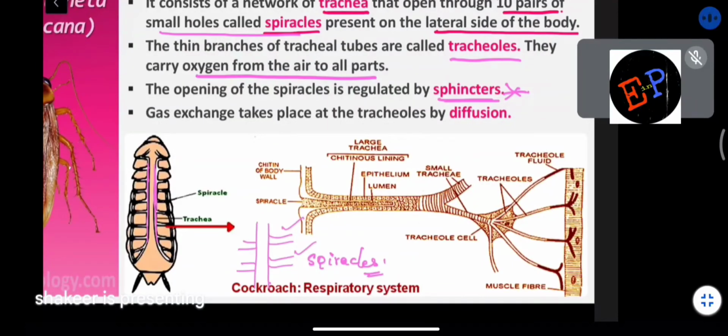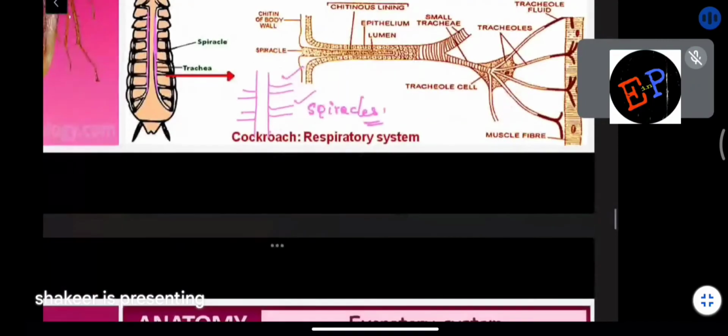The opening and closing of these spiracles. What is meant by spiracles? They are the gaps through which the trachea opens to the lateral side of the body, to the sideways of the body. That is called spiracles. So the closing and opening of spiracles is controlled by another mechanism which is called sphincters. Understood? So gaseous exchange takes place in the tracheoles by diffusion. Everywhere gaseous exchange takes place by diffusion only. Even in the human body, gaseous exchange takes place through diffusion only. Understood the structure?